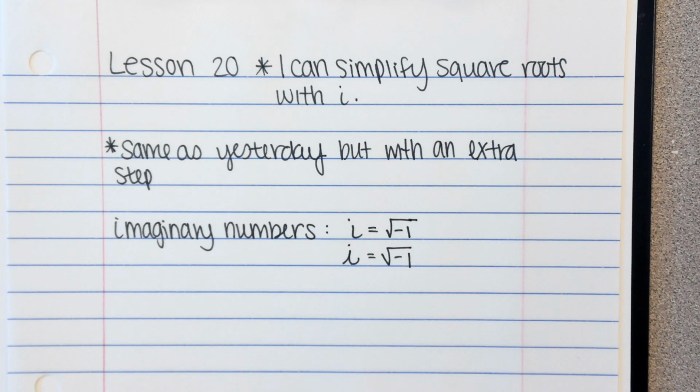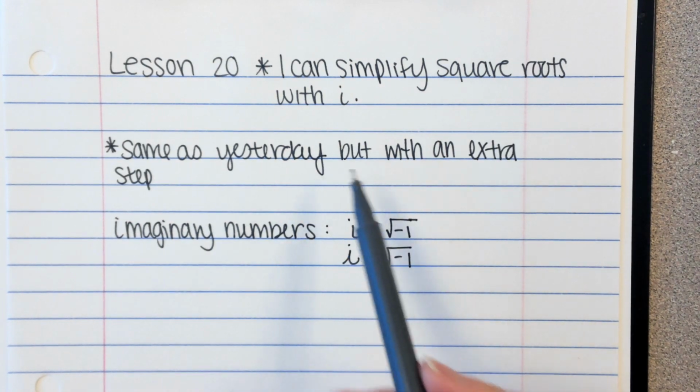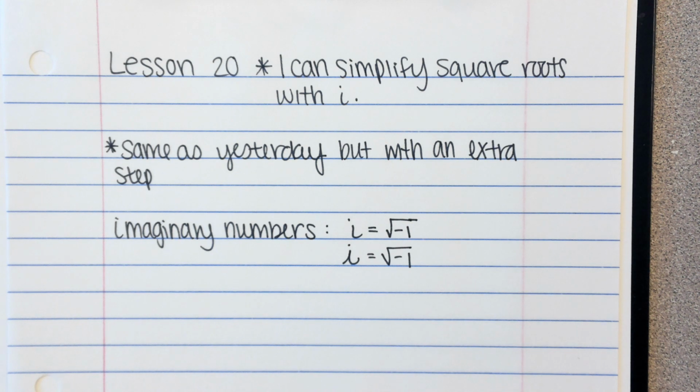Today we're going to look at lesson 20, and your I can statement or learning objective is I can simplify square roots with i. This is the same as what we did yesterday, but with an extra step. And the extra step is actually pretty easy. So hopefully this assignment will be really easy. You'll catch on really quickly because most of what we're doing is the exact same as yesterday's work.